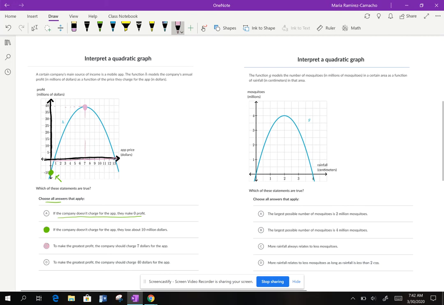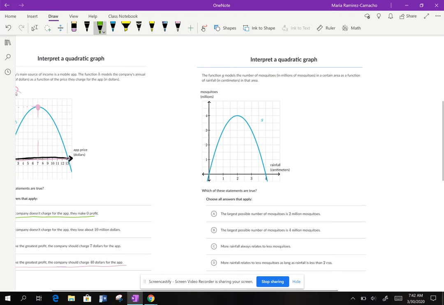You would also click on this button. To make the greatest profit, the company should charge $7 for the app. Now this statement would not be true: to make the greatest profit, the company should charge $40 for the app. They're trying to trick us because it looks like 40 is the highest, but that's their profit in millions of dollars. So what this graph is saying is that when the app costs $7, the company is making about 40 million in profit. Okay, so you would click on those two statements and then submit because you can choose all answers that apply.